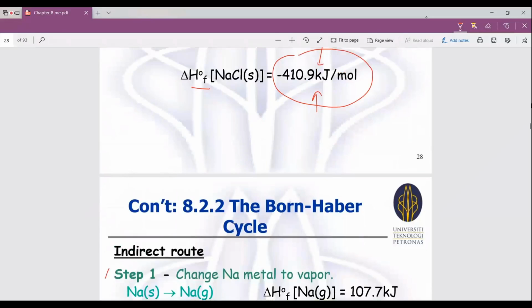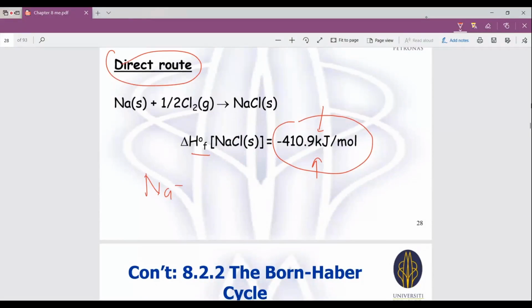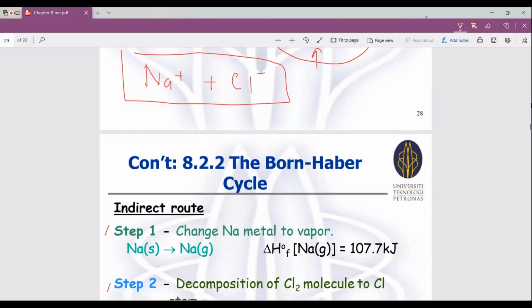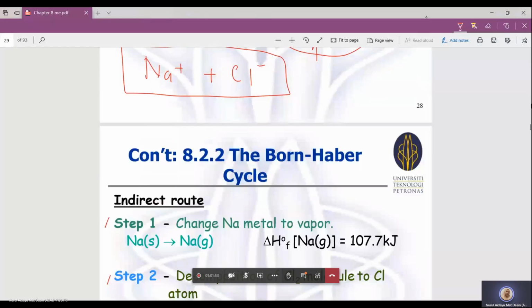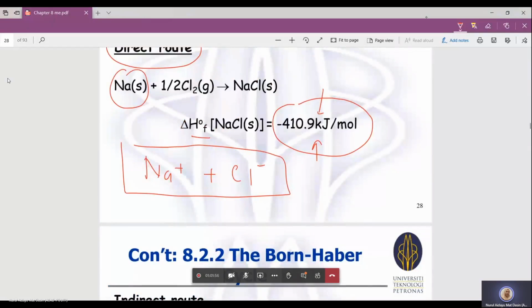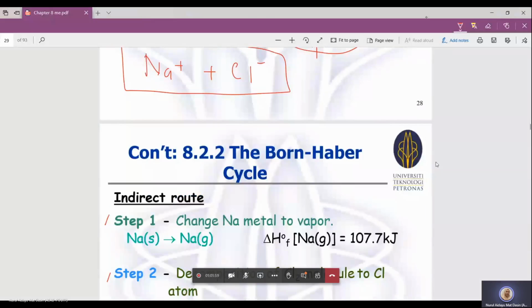First, in order to get Na+ and Cl-, how do we get these in order to calculate the lattice? Okay, first step: we know Na is solid, isn't it? So Na solid you change from solid to vapor, or we call it atomization of Na to the gaseous state. Na solid turns to Na gas. The value is given. This is the delta H change of atomization of Na to Na vapor.